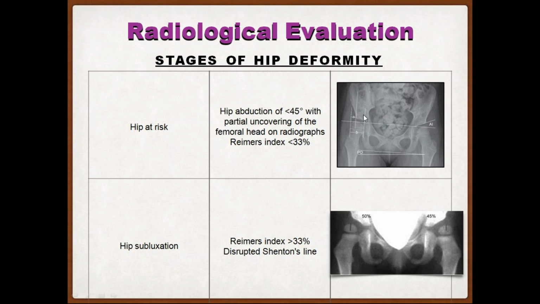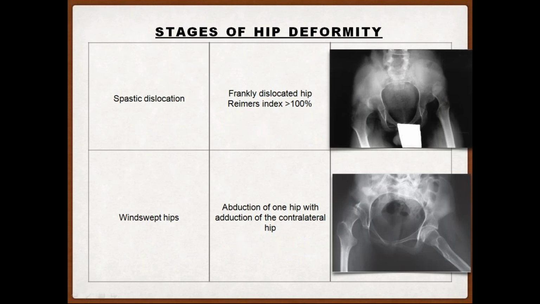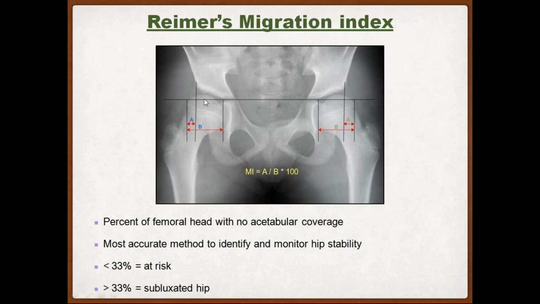On X-ray, what we can see is that the hip gets subluxated or dislocated. So we draw the Reimers migration index. What is Reimers migration index? We draw a line through this, and on the border of the acetabulum, and this is the inner border. So this part A should not cross this. If it has crossed this, or this space of A has increased, it means it is subluxating.